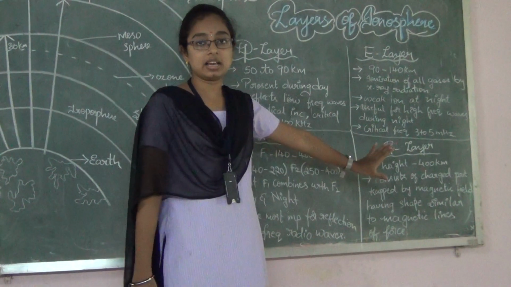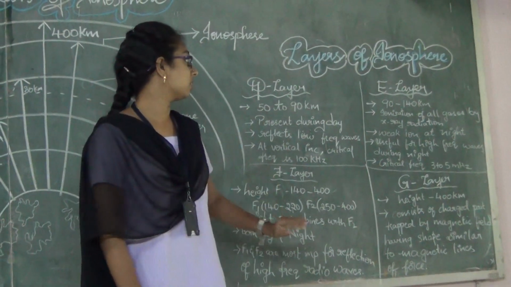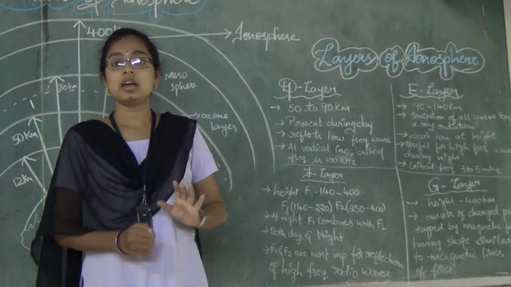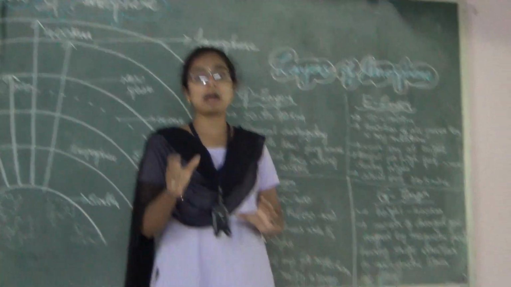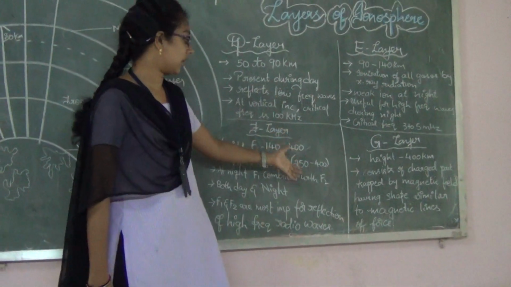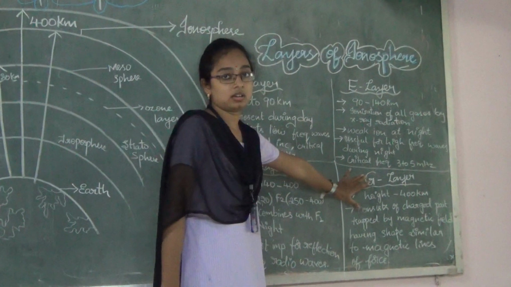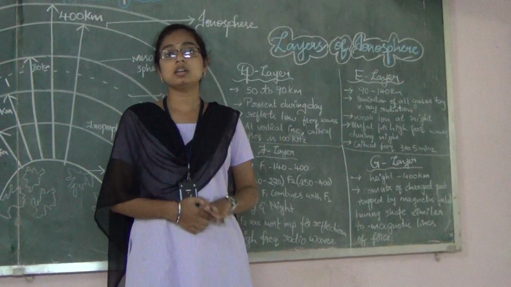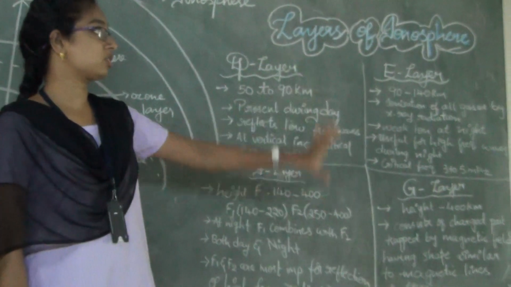And after that, the last layer, the G layer. The G layer is the uppermost layer of the ionosphere, situated at a height of 400 kilometers. It is the topmost layer of the ionosphere. It consists of charged particles trapped in the magnetic field. In this, the ions mainly have a shape similar to magnetic lines of force. But out of all these, the F layer plays a major role in the reflection of high frequency radio waves. So this is about the layers of the ionosphere.